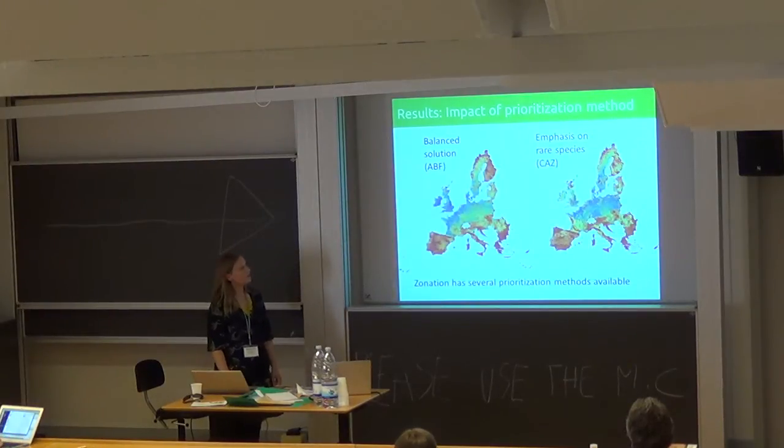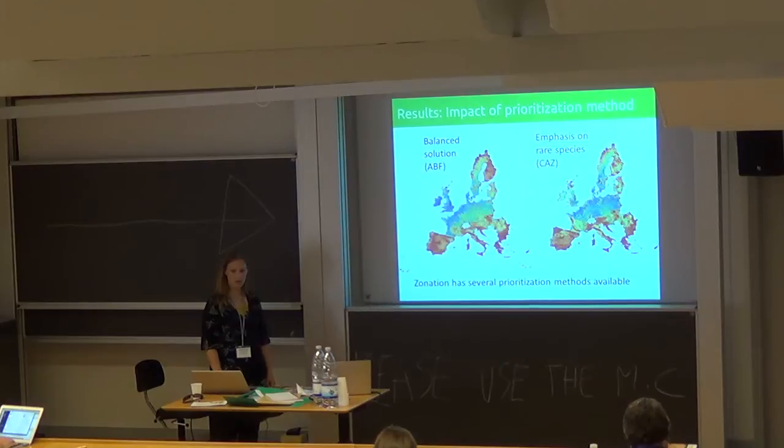And the second result is about the prioritization method. Zonation has several different methods available, and for example here is additive benefit function, ABF, which seeks a really balanced solution, and the second one has more emphasis on rare species. It's called core area zonation. And the priorities get a little bit different locations in these prioritization methods used here. There are a lot of details about the prioritization methods in the manual and also in the quick start manual, which are available there if you are more interested.